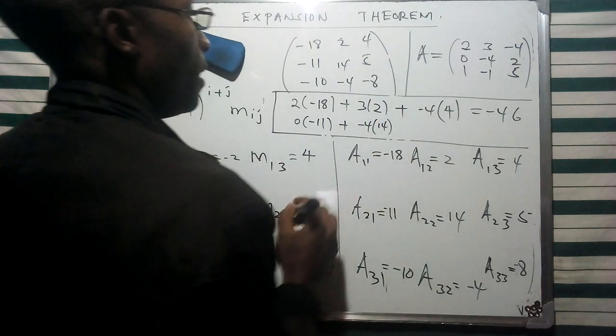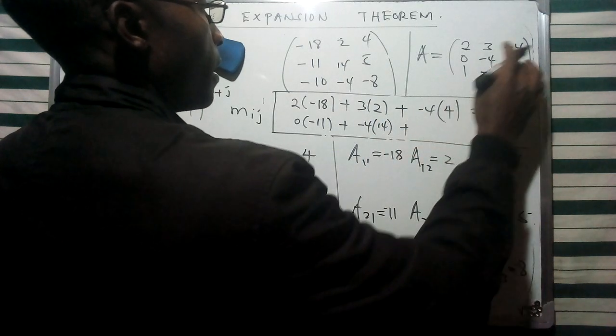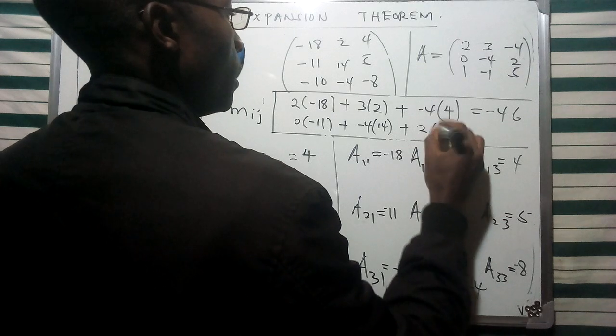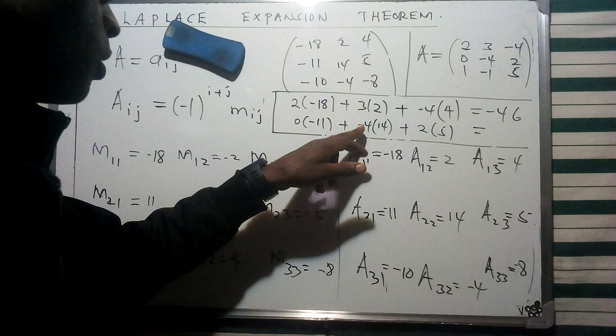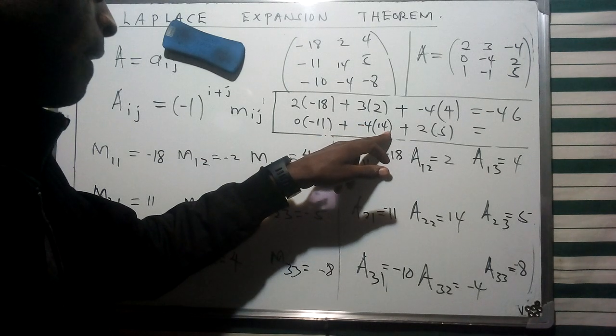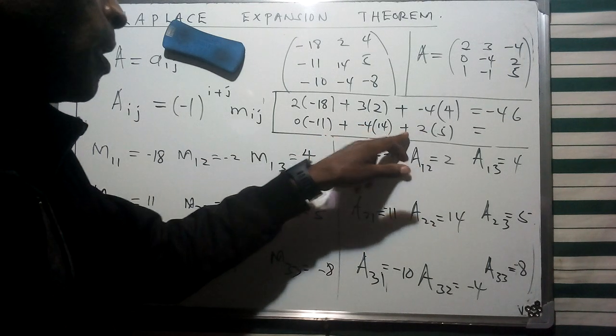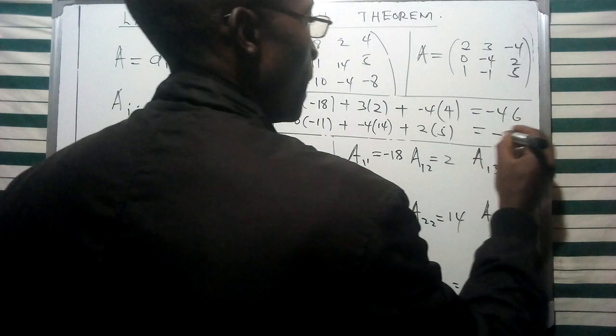14, and then we're going to have plus 2 into 5. So this is going to be 0, and then we're going to have 56 plus 10. This is negative 56 plus 10, which is going to give us minus 46.